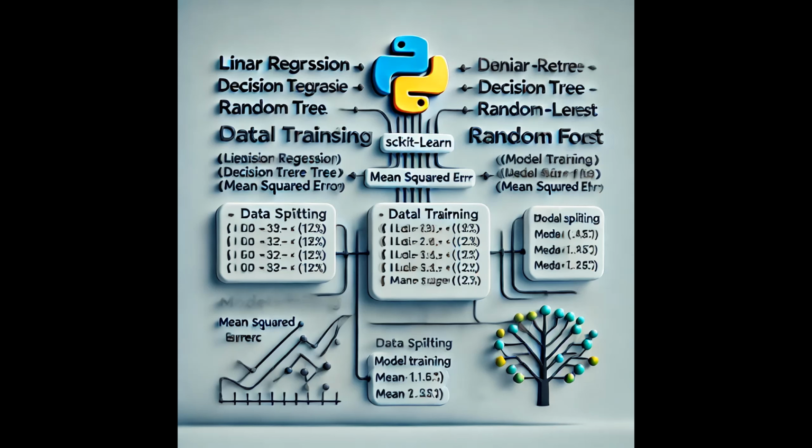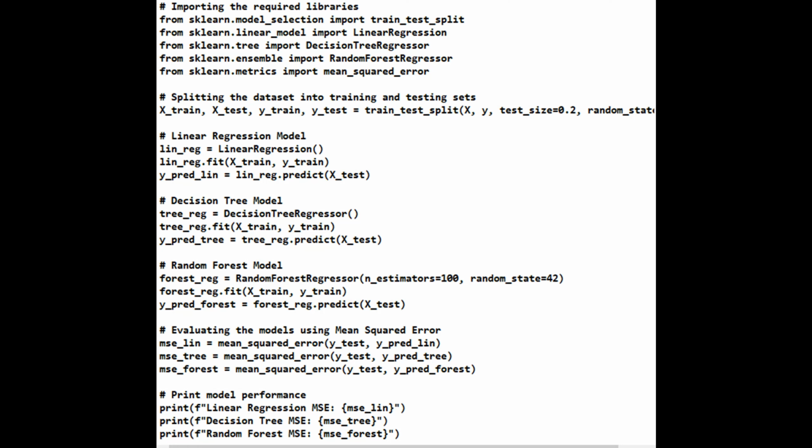Mean squared error, MSE. We use mean squared error, MSE, to evaluate each model. MSE measures the average of the squares of the errors between predicted and actual values. Lower MSE values indicate better model performance.